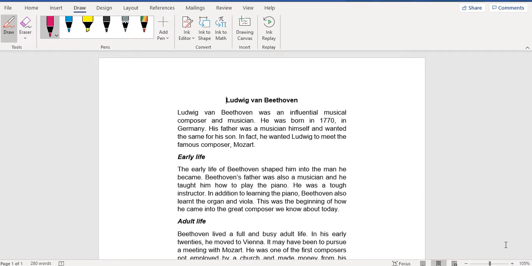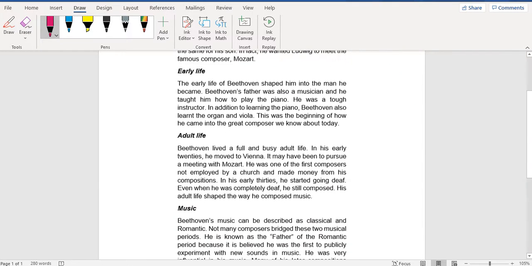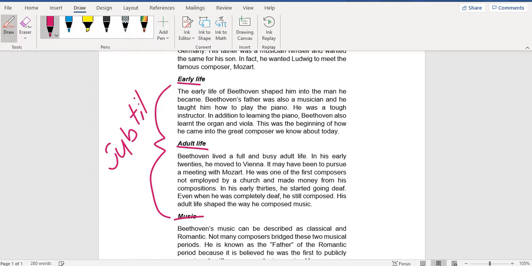So we've got here at the top a title, and you might even notice that it's actually in bold. We've put the bold in because it just makes it stand out a little bit more. Other things that stand out are down here where we have some subtitles. So I'm just going to underline those. They're also in bold, and they're also in italics as well.